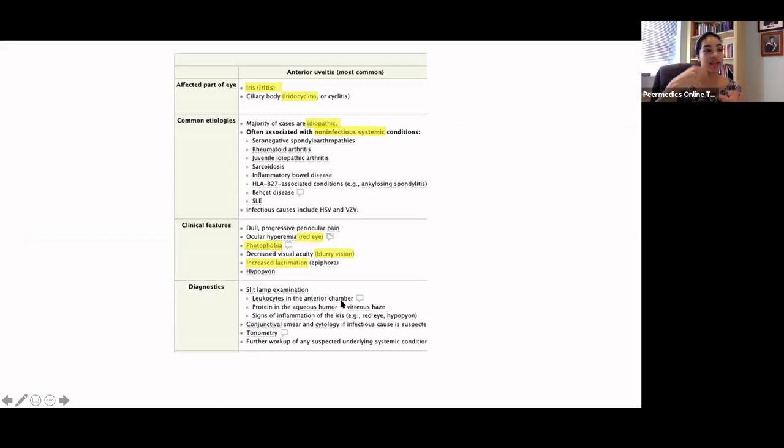Hypopyon essentially is when you get a collection of pus in the anterior chamber, and it quite literally has a fluid level line. When you look at the eye, you can see the level of pus, which is nice. Diagnostics: the slit lamp examination that we talked about before, tonometry just to rule out glaucoma, and also looking at suspected underlying conditions, so doing serotyping, looking for rheumatoid factor, things like that, to home in on whether this is an extra-articular response to a lot of the joint MSK rheum conditions.